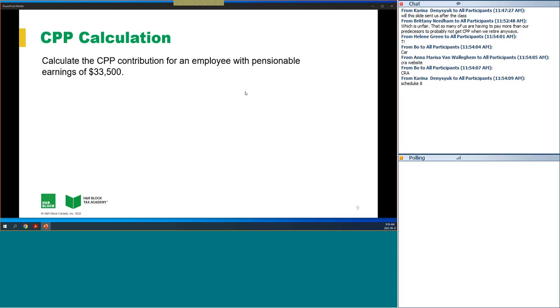So how do we do that? You're going to take 33,500 and you're going to subtract the base exemption. Do not forget to subtract the base exemption. Everyone forgets to subtract the base exemption. It's the only number on a tax return that I memorized in my first year and have never forgotten, is 3,500 for CPP. So after you've subtracted the base exemption, you're going to multiply it by the amount of the CPP, which is 4.95% plus 0.5%, which is 5.45%. And what do we get? 1,635.